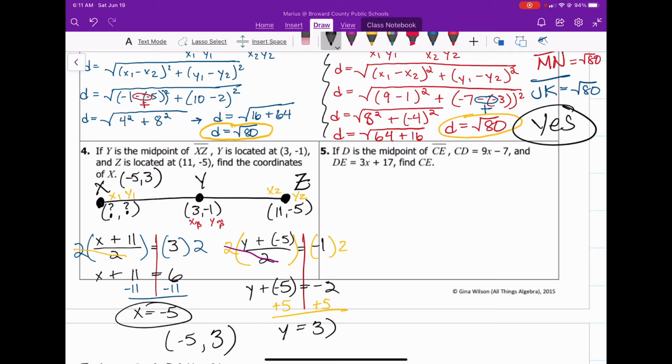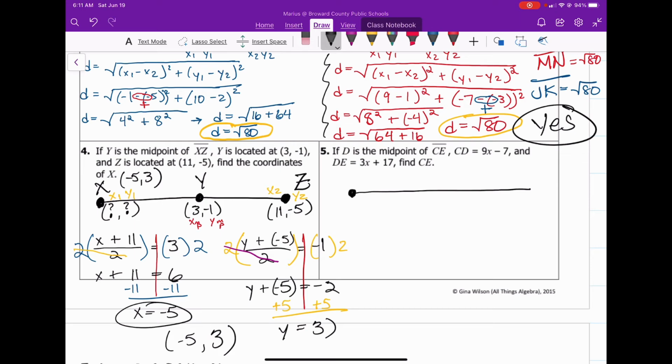All right. And now let's go ahead and take a look at our last problem, number 5. Number 5 says if D is the midpoint of CE, CD is equal to 9x minus 7, and DE is equal to 3x plus 17. Find CE.